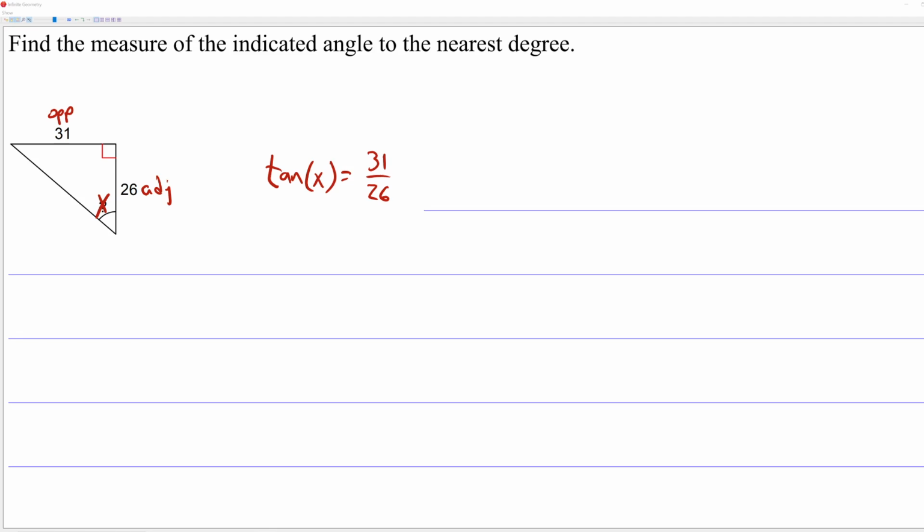Anyway, I wanted to do several examples just to convince you that dealing with basic right triangles using trigonometry is really fast and not all that difficult.